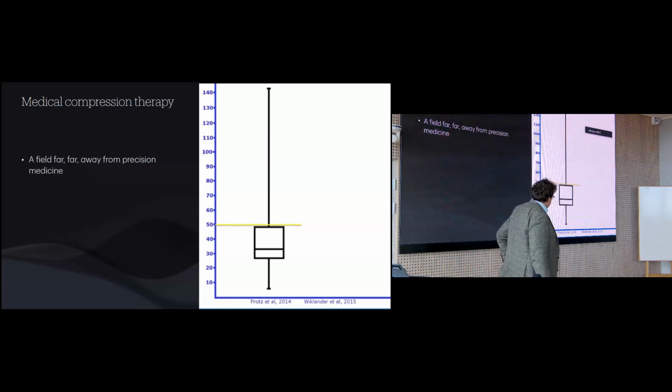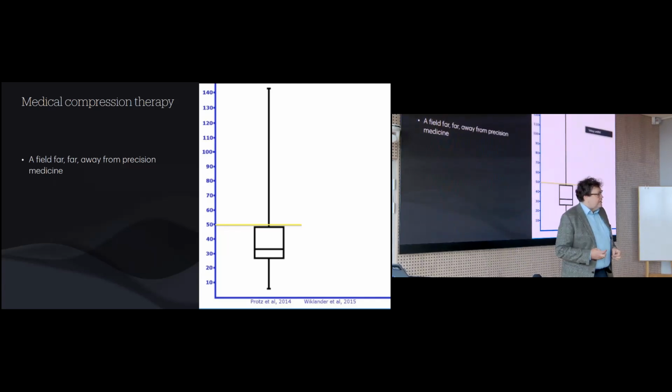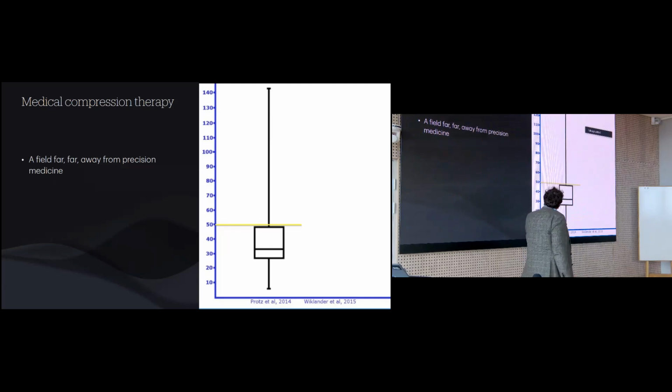So here is a study of over 1,000 nurses. They were supposed to give 50 millimeters of mercury as the goal here. And this is what they had in this box plot diagram. So only 10% got in this interval. So it's outside the goal, actually.